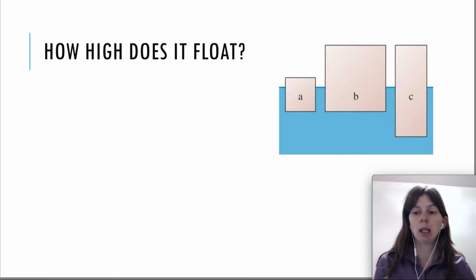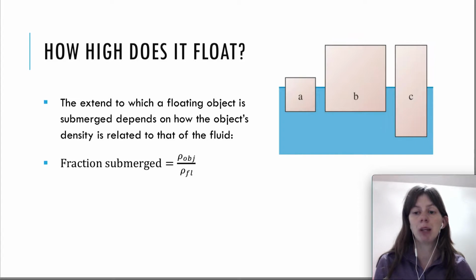So we can actually come up with an equation for this, the equation that we just saw with the iceberg. If you are trying to know how high an object floats, how much of the object is going to stick up above the water or below the water, it's going to have to do with the density of the object and how it compares to the density of the liquid. This is what we just saw in the previous example: the fraction submerged is the density of the object divided by the density of the fluid displaced.